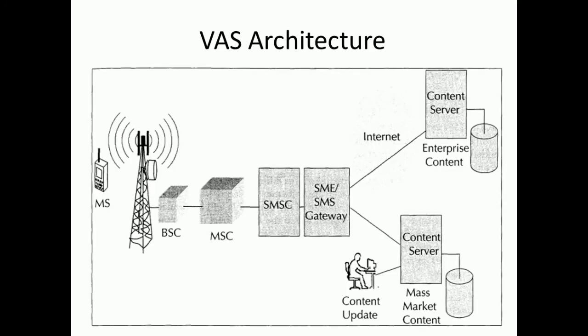This is the VAS architecture. We can see the mobile station, the BSC, MSC, SMSC, SME or SMS gateway. This is the SMS gateway. The SMS gateway acts as an interface between the SMSC and the content server. Here we can see the content server. The contents in the content server are always updated.